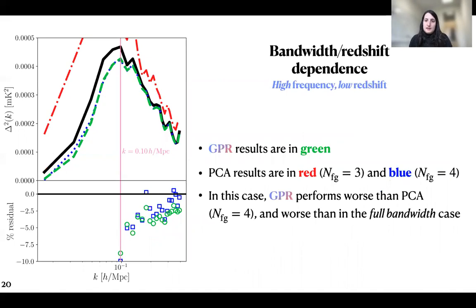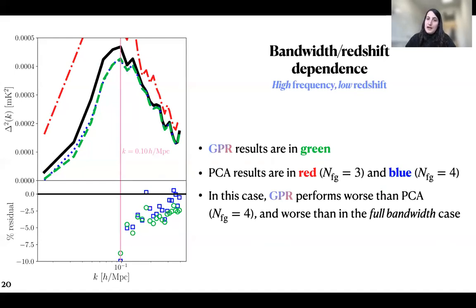And so we also wanted to test if there was any sort of bandwidth or redshift dependence with GPR. So by bandwidth, we just mean the frequency range of the data. So what we did, we cut the data in half along frequency, and we compared both halves with each other and also with the full frequency range or full bandwidth case.